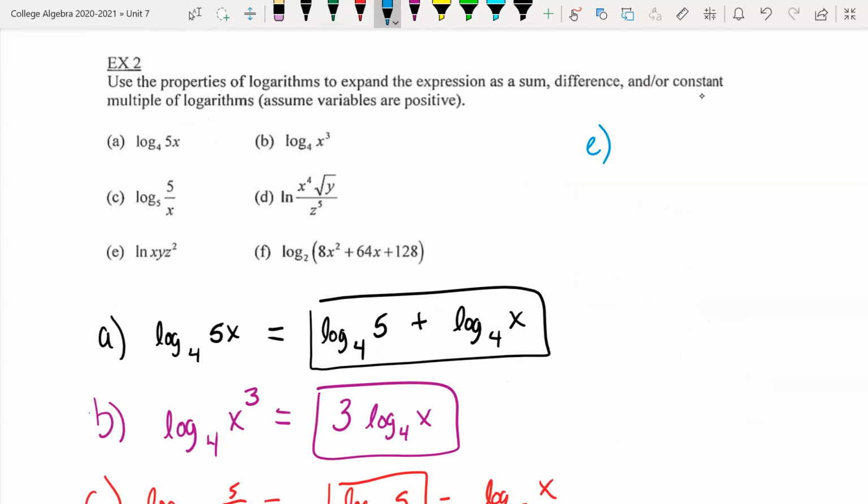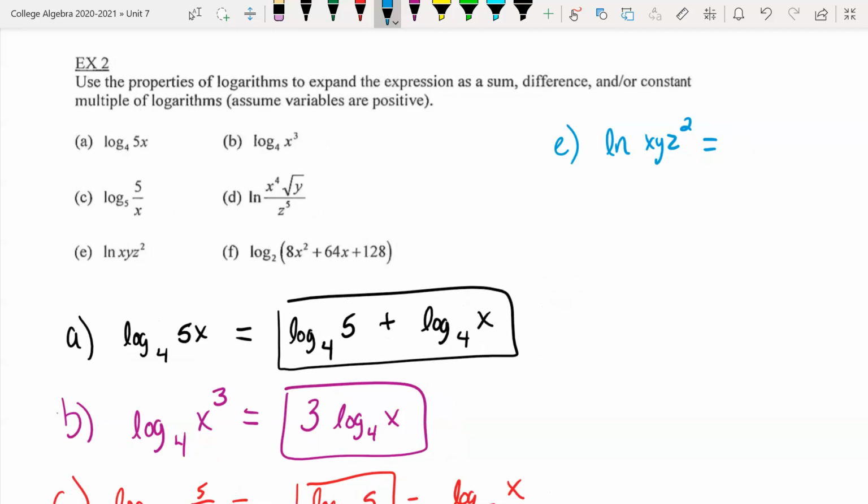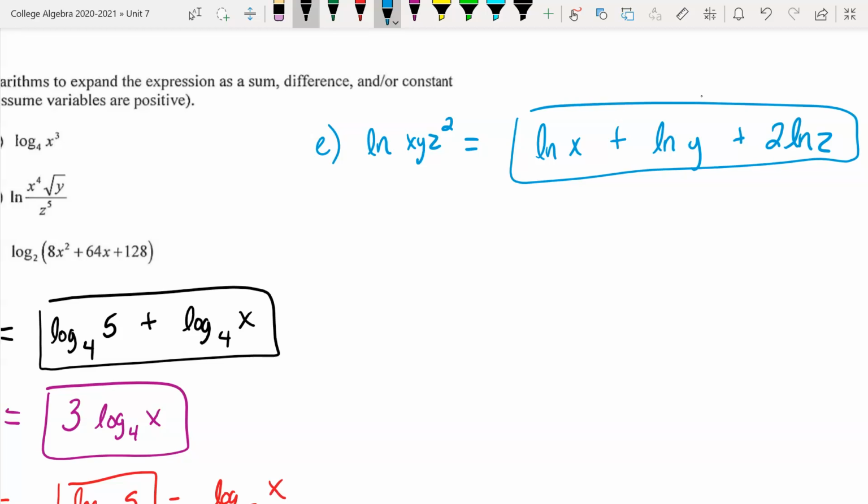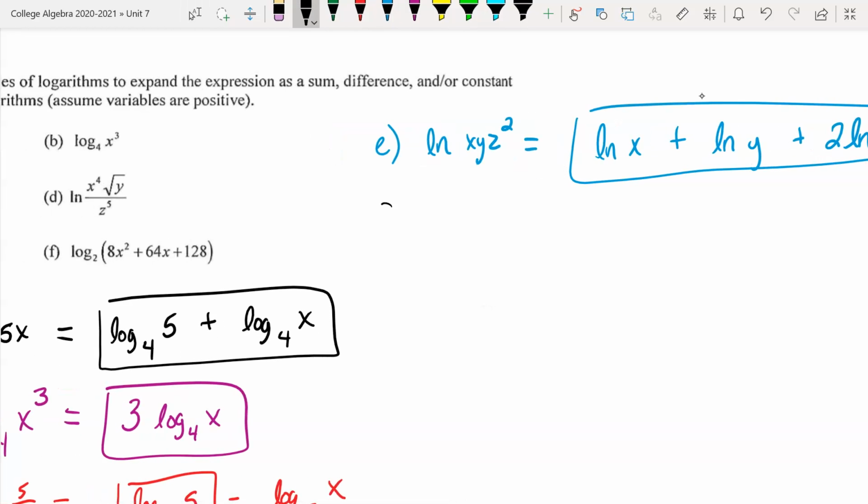E, I'm going to do up here, the natural log of x y z to the second. We're going to split it up. This is multiplication, so we're just going to write them all as addition. Notice the z has an exponent, so I'm going to put that 2 in front of the natural log of z. And then the last one is F, log base 2 of 8x to the second plus 64x plus 128.